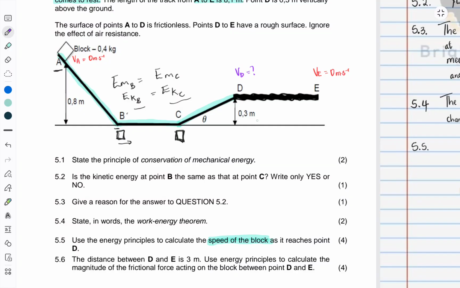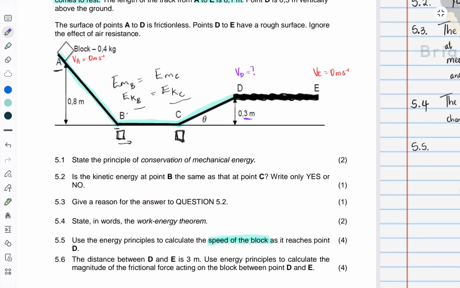We know the heights, so this height can help us calculate the potential energy. So what we are getting to here, we know that the total mechanical energy at A is equal to the total mechanical energy at D. D is the last point on the frictionless surface, so we can use it. Okay, we can use point D.